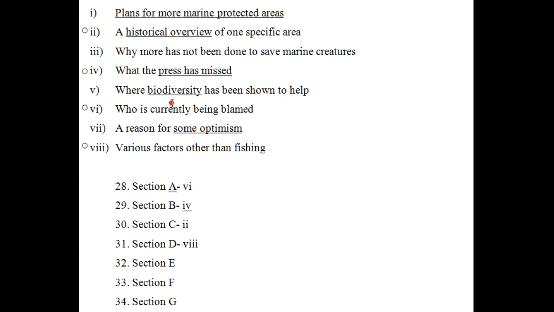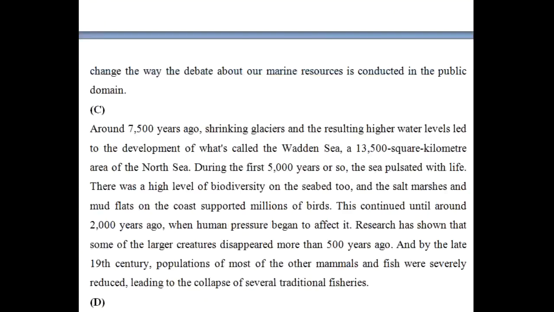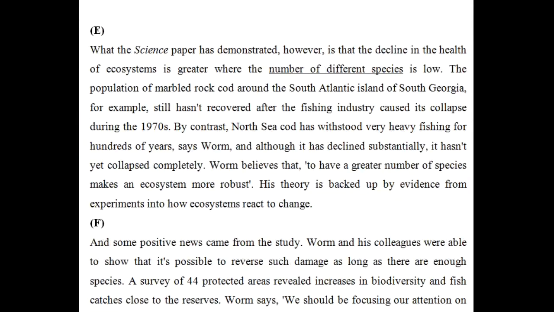Where the biodiversity has been shown to help. Okay, so we have to find out the name of a place where biodiversity has been shown to help. Okay, so I will continue reading. The population of marbled rock cod around the South Atlantic island.